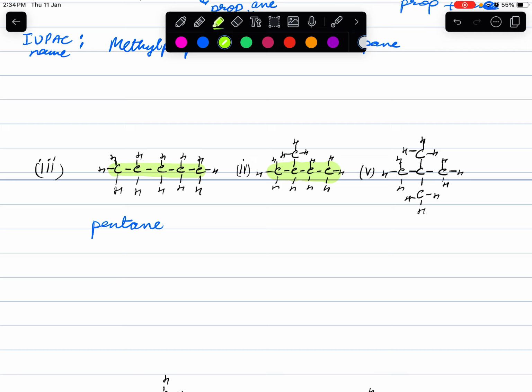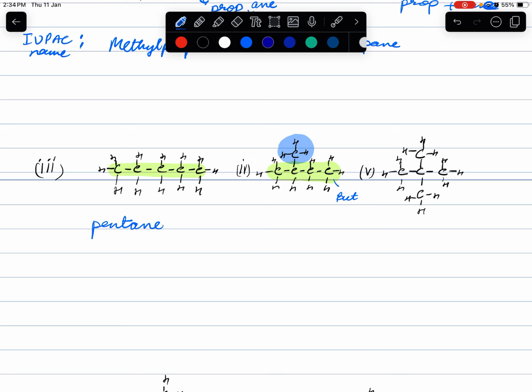Okay. In the next one, we have a straight chain of 4 carbon atoms. Fine. So 4 carbon atoms are there. For 4 carbon, what do we write? For 4 carbon, we write but. And all single bonds, therefore it will be ane. But we have one methyl group attached here. This is the alkyl group here. And we have to number the chain here. Although again here there is only one possibility, I'll show how to number.